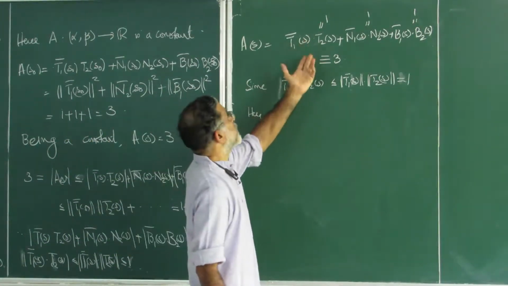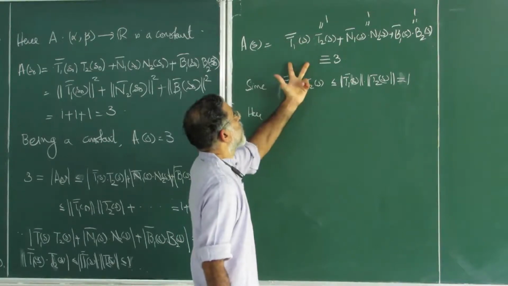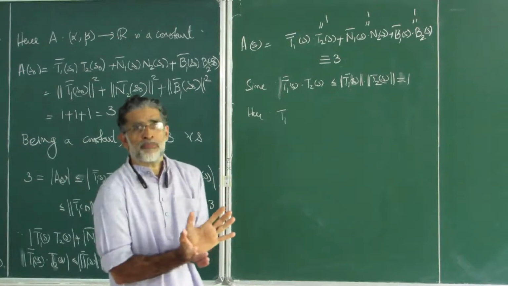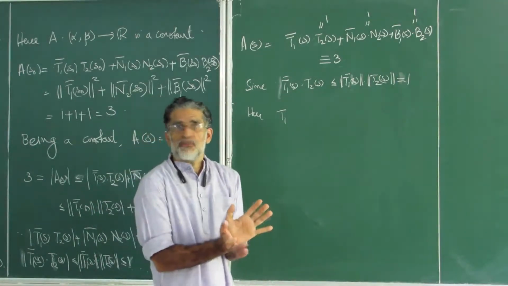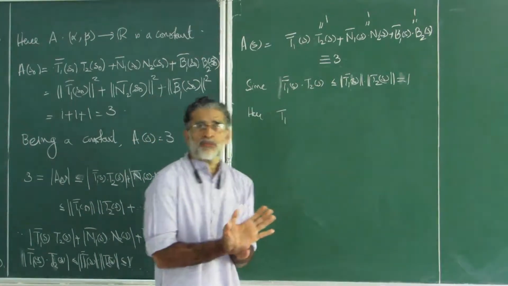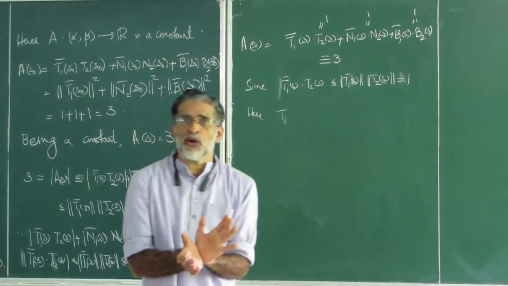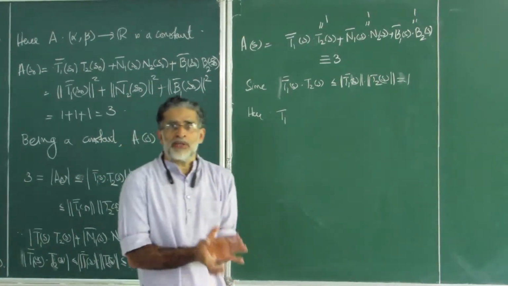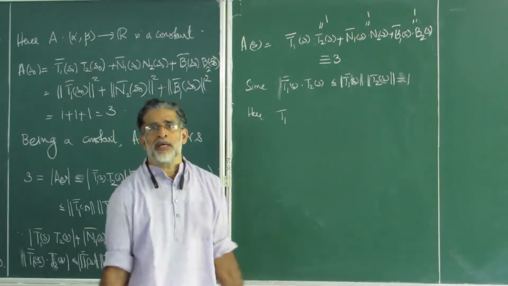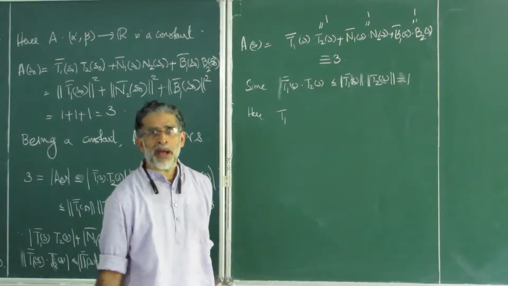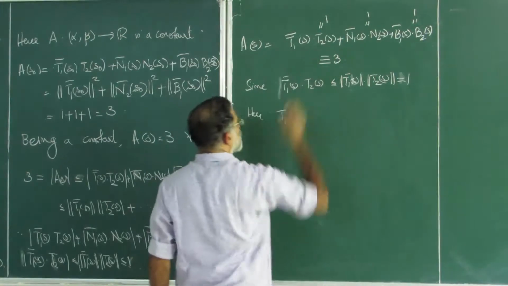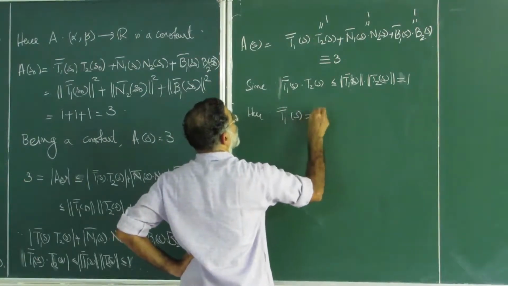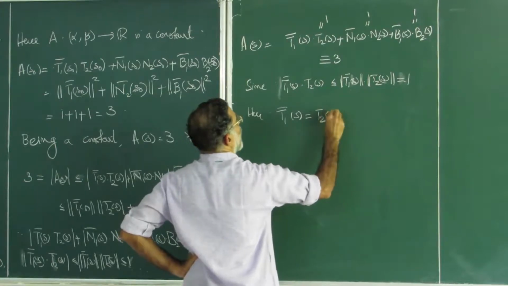What is the inner product? It is the norm of this into the norm of this into the cosine of the angle between them. The norm of that is 1, the norm of this is 1, so cos theta has to be 1, which means your theta has to be a multiple of 2 pi. In other words, these two are equal. So therefore, T1 bar s is actually equal to T2 s.